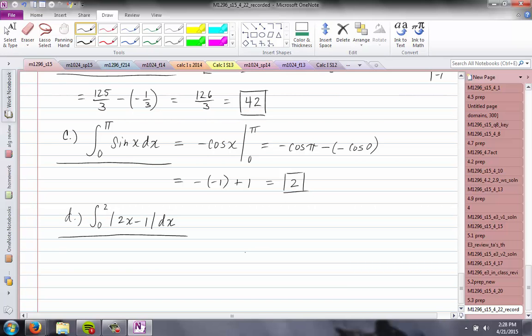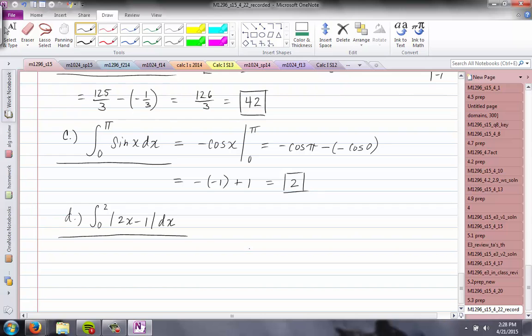If you look at the problem in part C above, we did have an elementary antiderivative for sine x. It was negative cosine x. So we could just go ahead and use the Fundamental Theorem of Calculus part 2 and evaluate that integral.